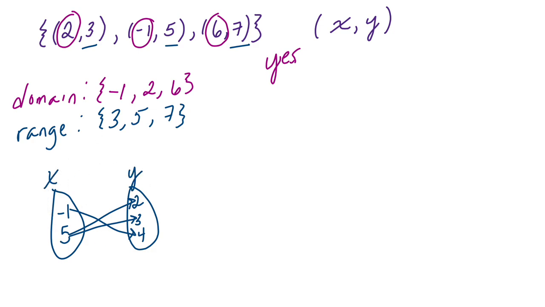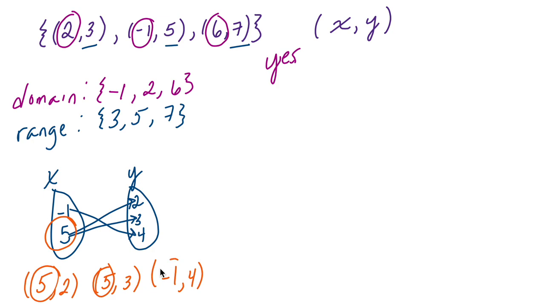But notice what happens here. We have this 5 going to two different numbers. So this would be like the ordered pair (5, 2) and the ordered pair (5, 3). And then, of course, our last one there would be (negative 1, 4). Well, that's no good. If I was looking again up here at my x values, I see that my 5 repeated. So in this example, no, this cannot be a function.